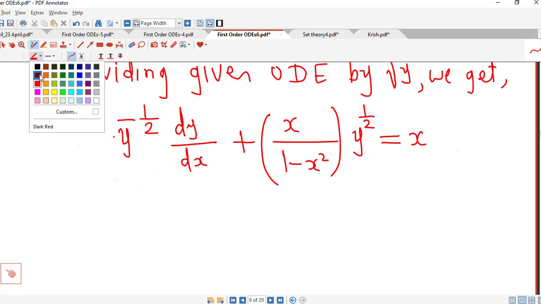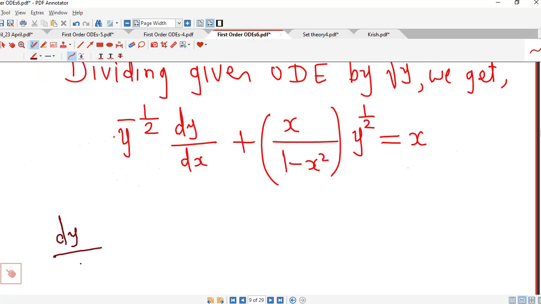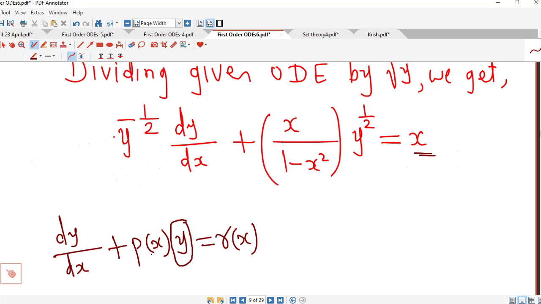Now again, this is not a linear differential equation. Again we write down the standard form of linear differential equation. So now right hand side is a function of x only, but this y must have first degree. Here y is having 1/2 degree, or degree of y is not 1. So this suggests us to change the variable y to a new variable by the substitution y raised to 1 by 2 equal to say v, because here power of y must be 1.